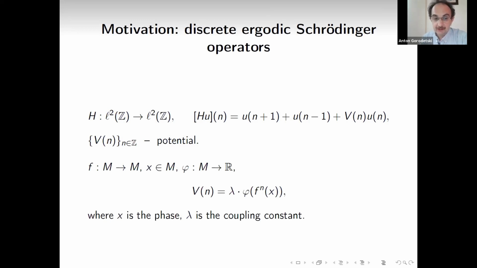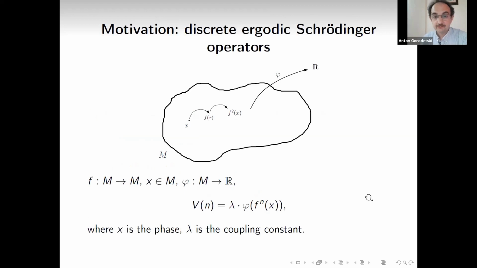You have some measure preserving transformation, you have some observable on the phase space, and you just take a point and you measure that observable over the orbit of that point. Usually people multiply that value by some coupling constant just to see how the spectral properties behave when you change that coupling constant. So here's a picture. You pick a point, you consider the orbit, you measure the observable. That gives you a bounded sequence of numbers. You plug it into your operator. You ask what the spectral properties are.